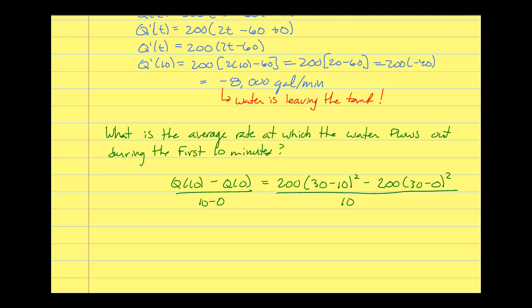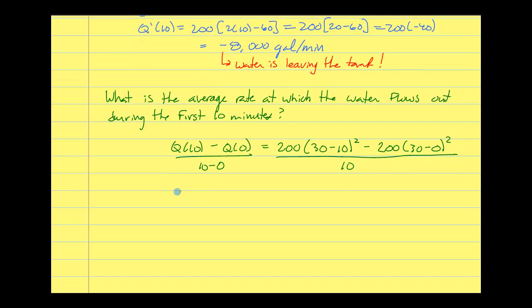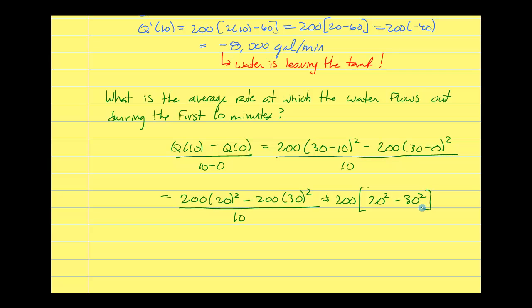When I work these kinds of problems, I like to look at them a little bit differently because I like to practice my algebra. This is going to be 200 times 20 squared minus 200 times 30 squared, all over 10. Now the temptation might be to start canceling some of these zeros, but we really can't do that unless we do some factoring first. So I'm going to factor out a 200. I'll be left with 20 squared minus 30 squared, all over 10. Now I can do some canceling.